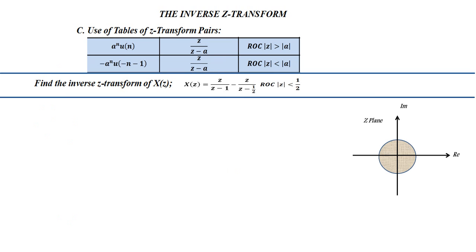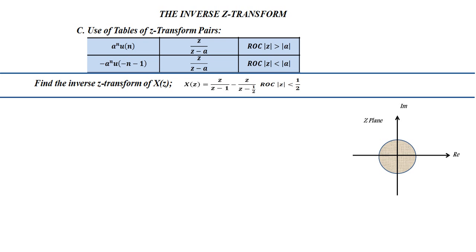By using the standard result, we need to find the inverse Z transform of the signal, and the signal is given by X of z is equal to z by (z minus 1) minus z by (z minus 1 by 2). Actually you can see that there are two signals, a combination of two signals, because here you can apply the linearity property. You can individually find out the signals and you can combine.